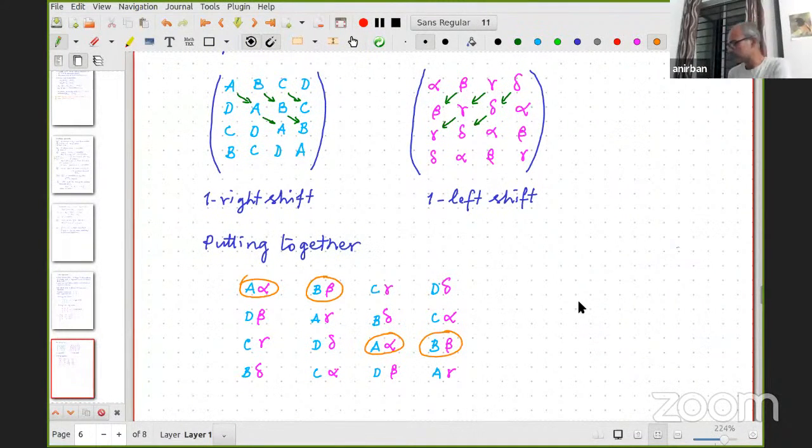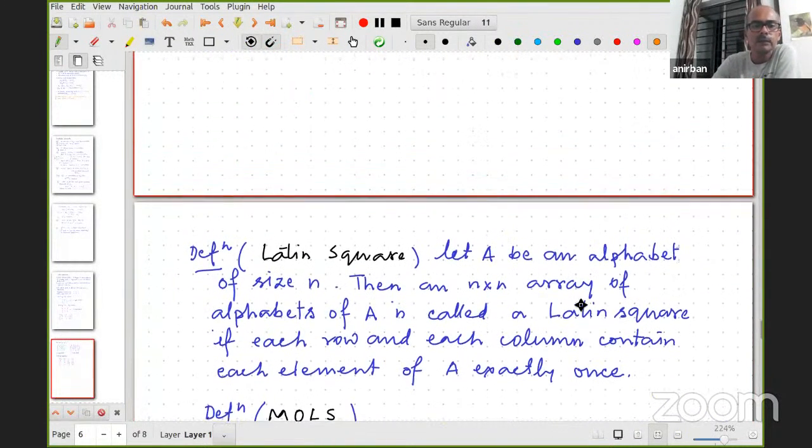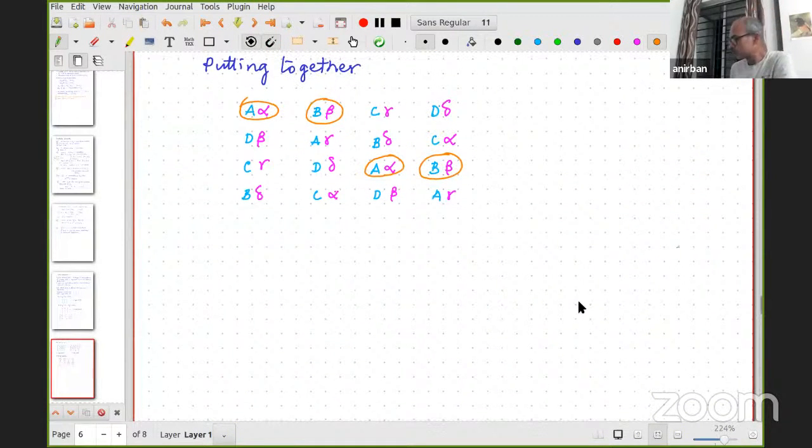So the first thing we're trying to understand is: when does this simple trick work? Some more examples, I'll just do it later.